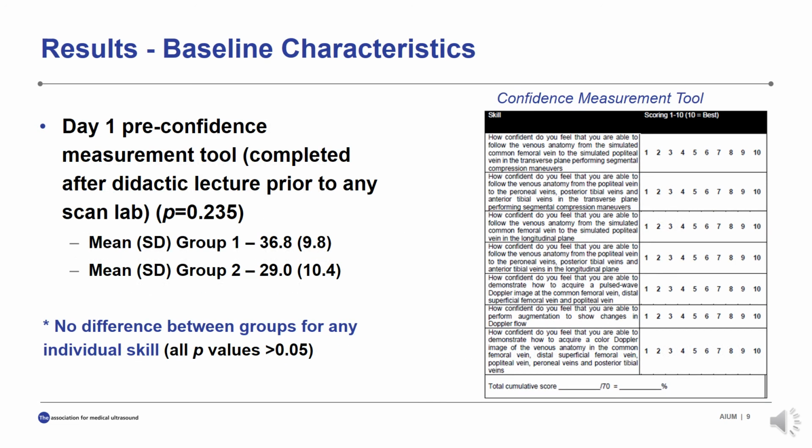There were also no differences in how the two groups rated their confidence in performing the 7 scanning skills associated with this exam, with a mean score for Group 1 of 36.8, standard deviation 9.8. The mean score for Group 2 was 29.0, standard deviation 10.4. There was also no difference between the groups for any individual skills, with all p-values being greater than 0.05.